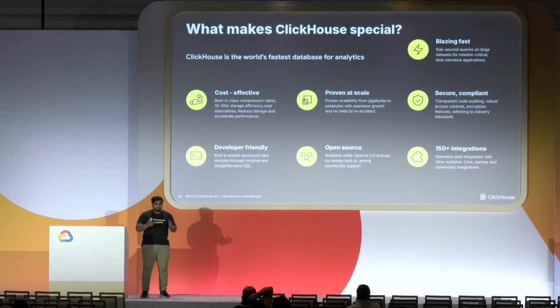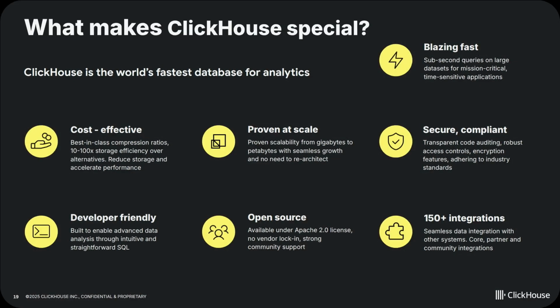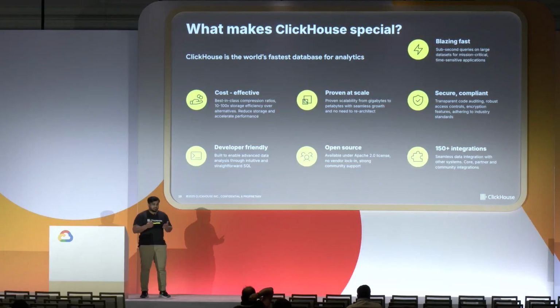What makes ClickHouse special? How is it different from the other databases? ClickHouse is primarily built for speed. It's the fastest database for analytics. It's also cost-effective. It has a very impressive compression ratio, which leads to higher cost savings. It's highly scalable, and it also has a wide ecosystem of partner integrations.